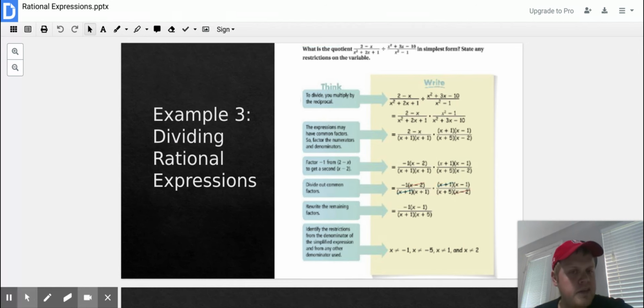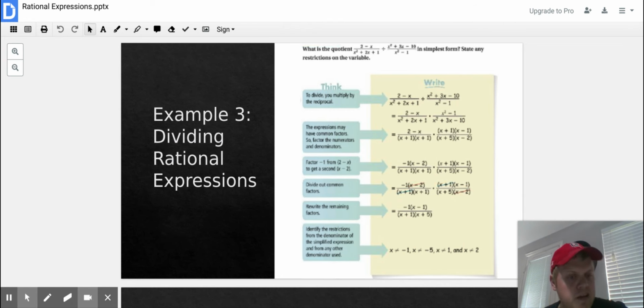Then from there, you cancel out the like factors. So there's an x minus 2 on top and bottom. There's an x plus 1 on top and bottom. And those are the factors that they have in common. Then from there, we just leave everything as it is. Everything on top stays together, everything on bottom stays together. So everything left on top would be the negative 1 and the x minus 1. Everything on bottom would be the x plus 1 and the x plus 5.